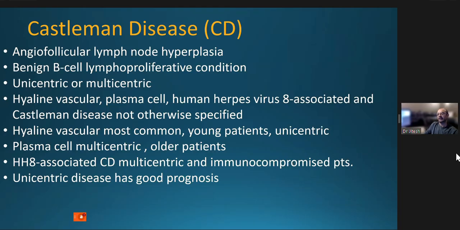Patients who have unicentric disease have a better prognosis. They can be surgically resected, whereas patients who have multicentric disease are basically treated as a multicentric malignancy, with chemotherapy or other immunotherapy drugs.